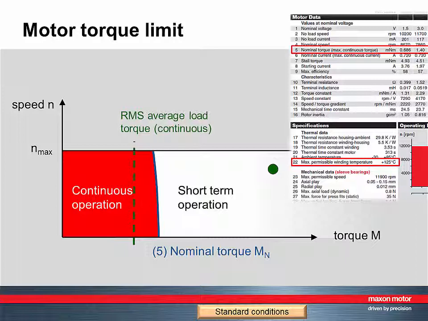Nominal torque represents a temperature limit. Up to this torque, the motor can be loaded continuously without overheating. Higher torques are possible, but only a limited amount of time. So that's called short-term operation. Nominal torque is a characteristic parameter for a given motor type and for a given motor size.